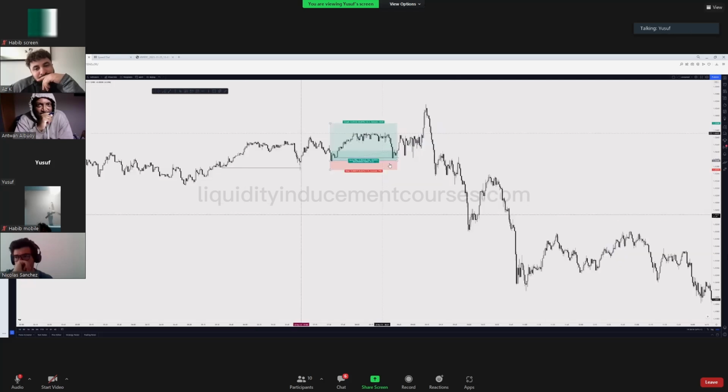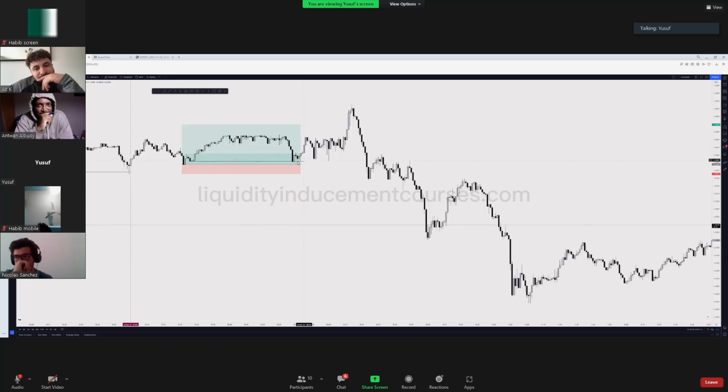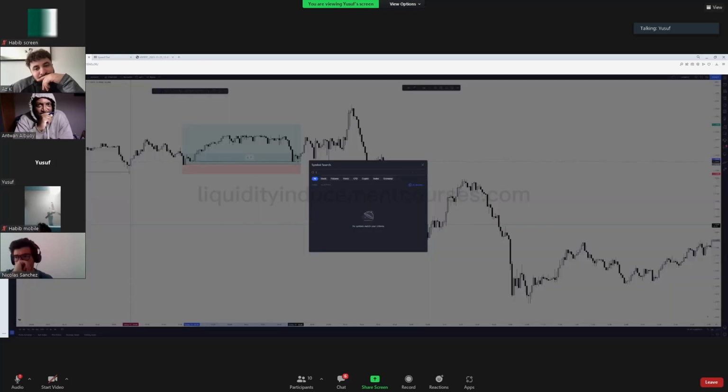Then from there, we had higher high, higher low, higher high. Price didn't give me an entry, and I'm annoyed. Oh shit, price didn't give me an entry. What the fuck is happening? Oh, this price is a bitch.